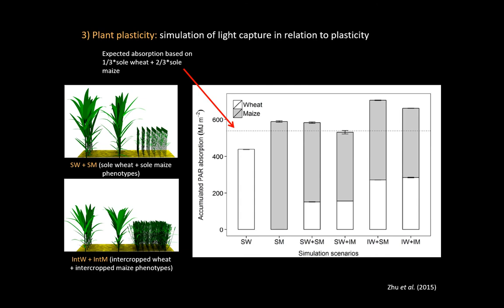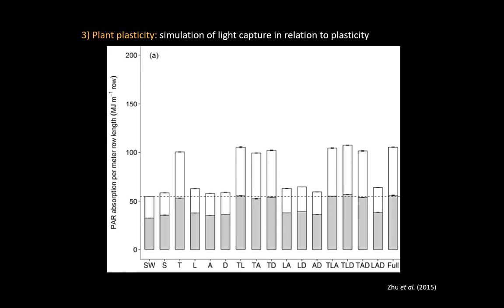And then you can go further by introducing the intercrop phenotypes. So the fourth bar here contains the soil wheat phenotype but the intercrop maize phenotype. The fifth bar contains the intercrop wheat phenotype but the soil crop maize phenotype. And then finally, the last bar is the actual intercrop, so the intercrop wheat phenotype and the intercrop maize phenotype in an intercrop setup. So here the bars to compare are the third and the sixth bar. The third bar is the light capture by an intercrop with fully monocrop phenotypes, so soil crop phenotypes, and the last bar is the intercrop with intercrop phenotypes. So you can see you get extra accumulated light capture over time if you have this plastic phenotype. So this allows you to quantify separately the effect of plasticity on total light capture in an intercrop and border effect and temporal niche differentiation on light capture in the intercrop.